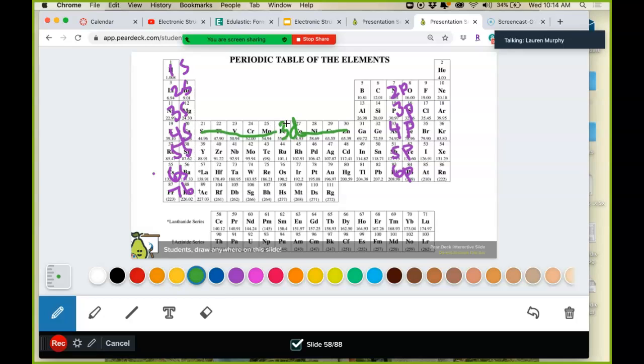So that means the D block is always 1 energy level behind the S block. So if this is 5s, this is 4D. Okay? So if this is 6s, this is 5D.